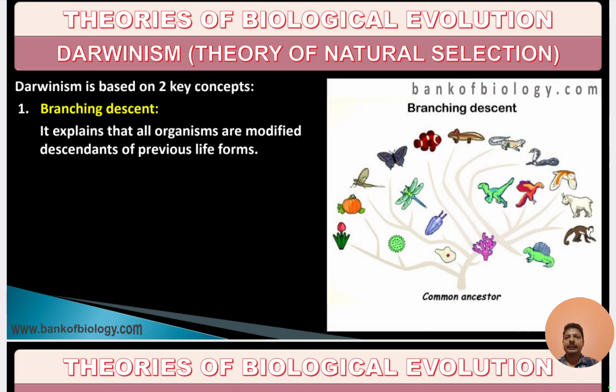Branching descent. It explains that all organisms are modified descendants of previous life forms. Like you can see, one single common ancestor, and what is it? No one knows. And from here, all these things have grown. All are grown in different areas, different habitats.